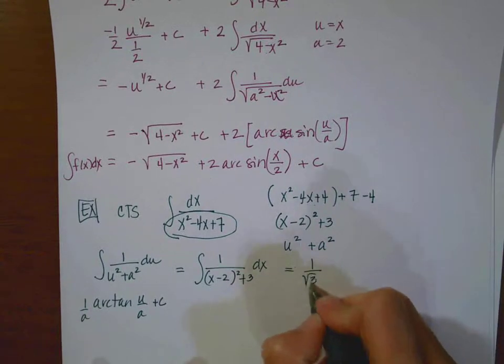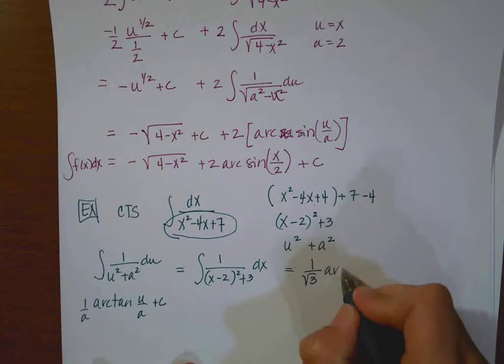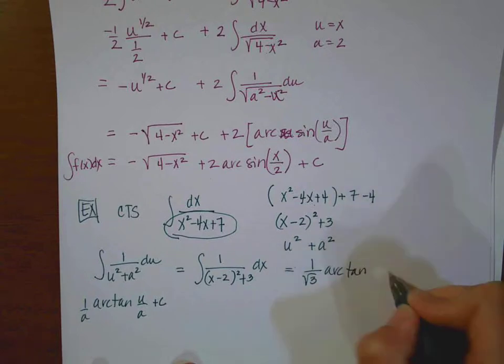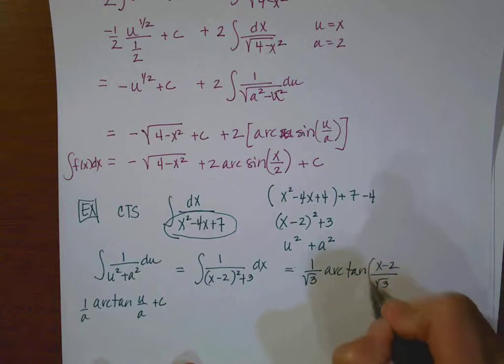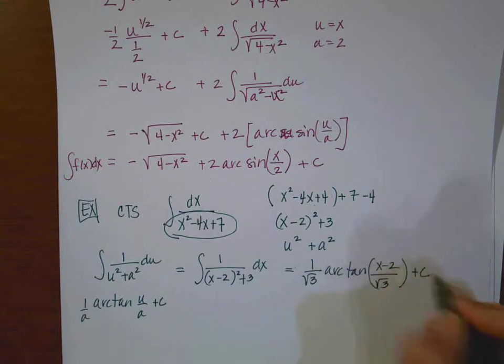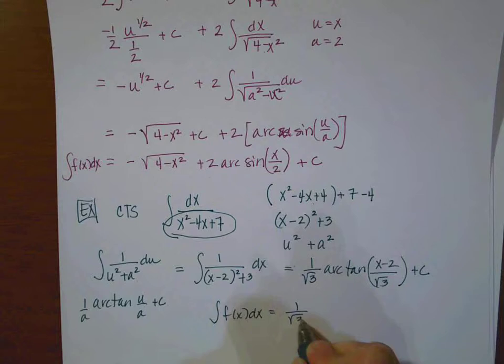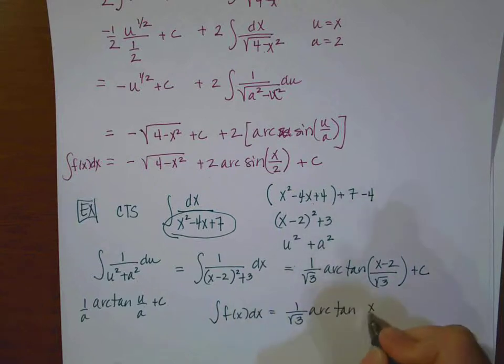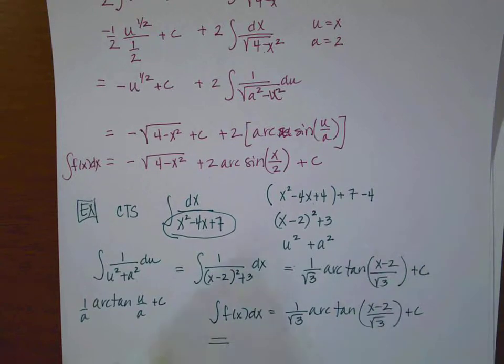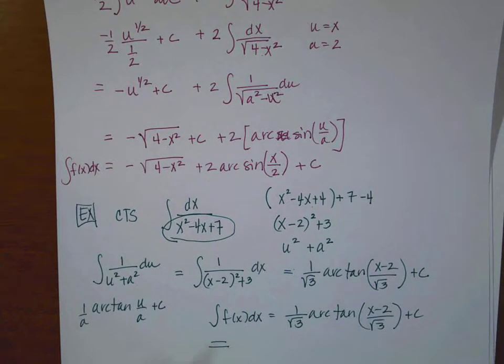Sorry, my paper got all wonky. So it's going to be 1 over a, which is the square root of 3, and then arctangent, and then my u is x minus 2 over my a, the square root of 3, plus c, and then I'm going to clean it up. So the integral of f of x dx is going to be 1 over the square root of 3, arctangent x minus 2 over radical 3 plus c, and we're done.